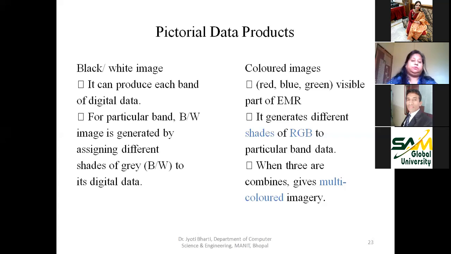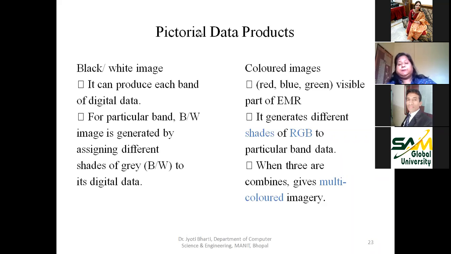Black and white or grayscale images contain only one band. When it is purely black and white, it contains only 2 levels, and when it is grayscale, it produces 0 to 255 gray levels for representing the data. For a particular band, a black and white image is generated by assigning different shades of gray, black and white to spatial data. Gray shades are 2 to the power 8, so the total number of gray shades formed is 256.